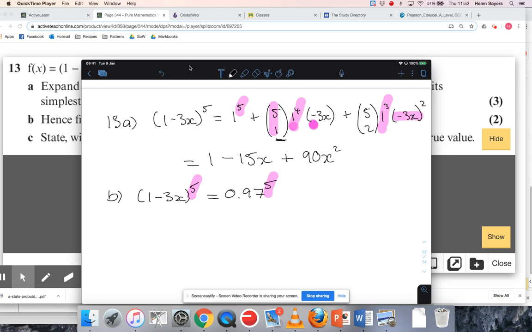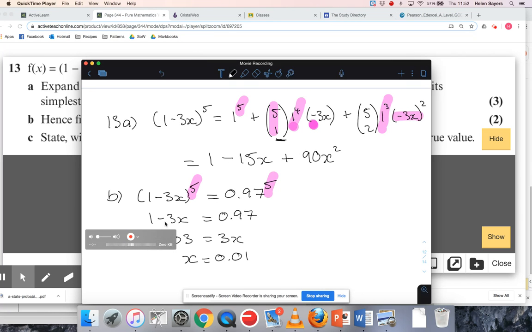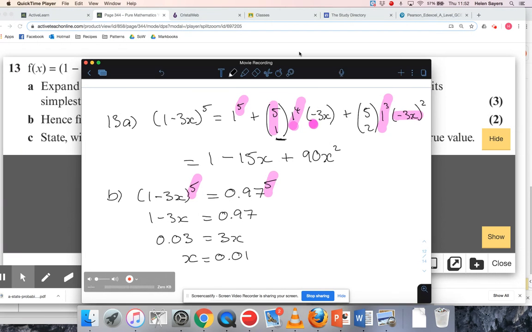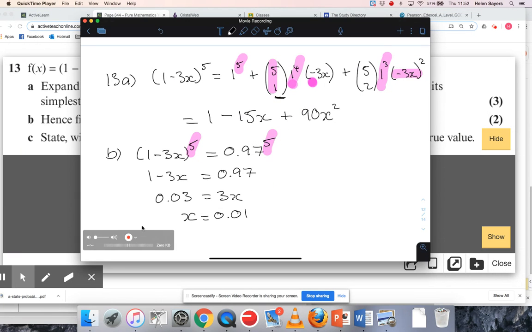And then basically what I'm trying to find is, what value of x would make 1 minus 3x equal 0.97? So if I minus the 0.97 from the left-hand side, and then I divide by 3, I get x is 0.01. And x should always basically be a power of 10. So 0.1, 0.01, 0.001, because the idea is we could substitute.